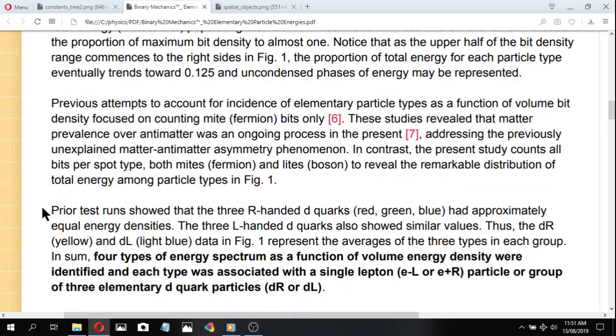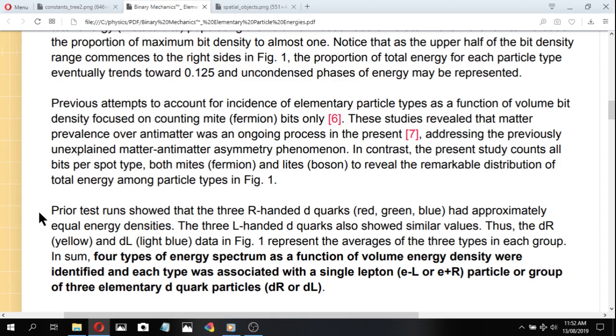Previous attempts to account for incidence of elementary particle types as a function of volume bit density focused on counting mite or m-bit types related to fermions. These studies revealed that matter prevalence over antimatter was an ongoing process in the present, addressing the previously unexplained matter-antimatter asymmetry phenomenon in real present time. In contrast, the present study counts all bits per spot type, both the m bits called mites related to fermions and L bits called lights related to bosons, roughly speaking, to reveal the remarkable distribution of total energy among particle types shown in the figure.